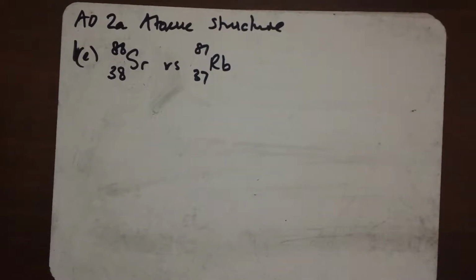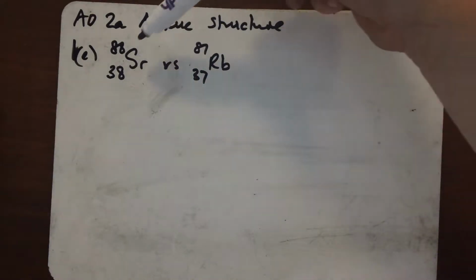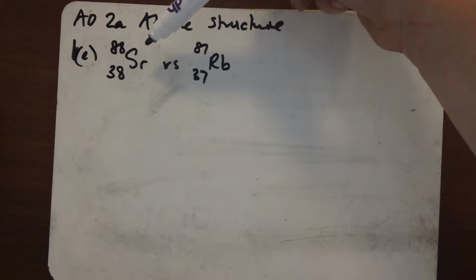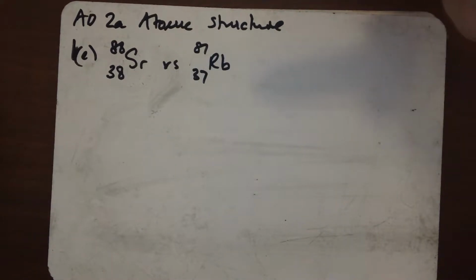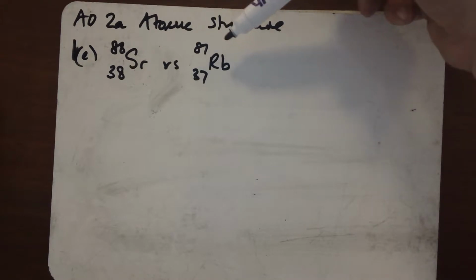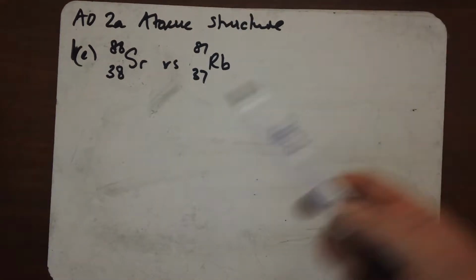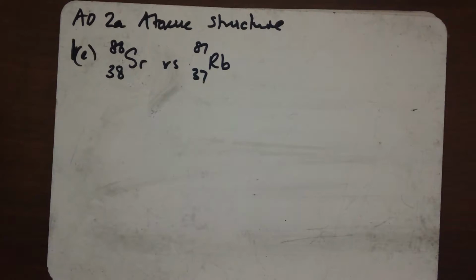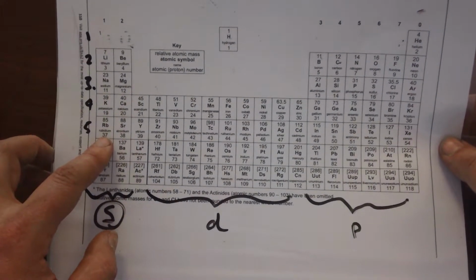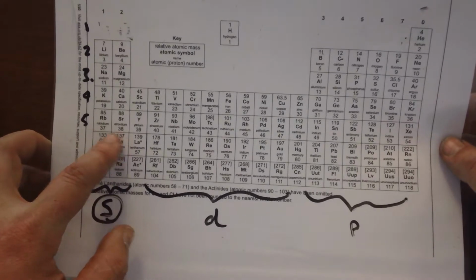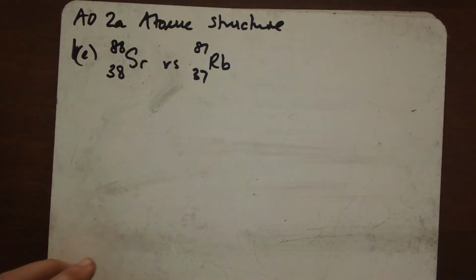Question 1E, the last question of part 1, asks you to predict whether the atom of strontium will have an atomic radius larger than, smaller than, or the same size as the atomic radius of rubidium, and explain your answer. So what I've done is I've just had a look at the periodic table, had a look to see what the atomic number of rubidium was and strontium. They're right next to each other, 37 and 38.